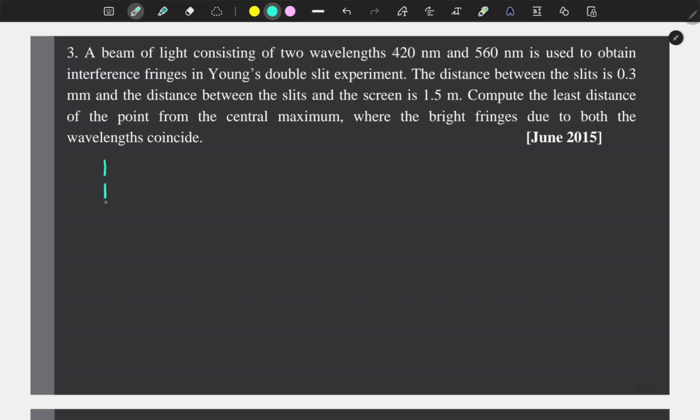If I consider the Young's double slit experiment here, the separation between the slits is small d, and the separation between the slits and the screen is capital D. So this is slit S1, this is slit S2. Let's consider this is the screen. So the source consists of two different wavelengths. Let's consider due to 420 nanometer or 4200 angstrom, we are getting an interference pattern like this.